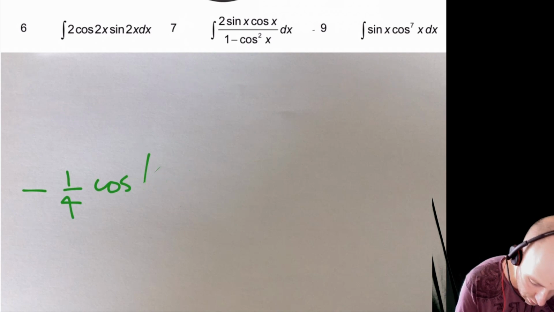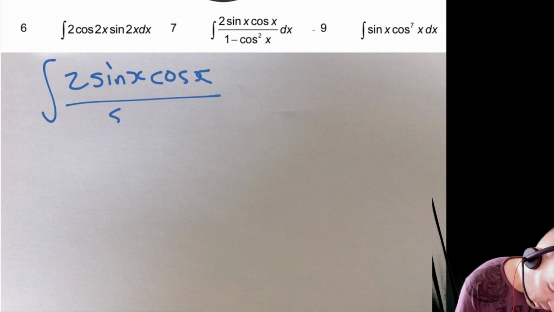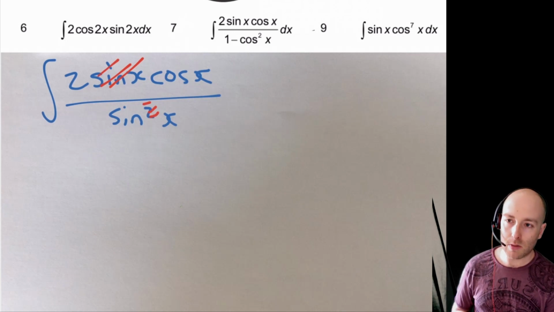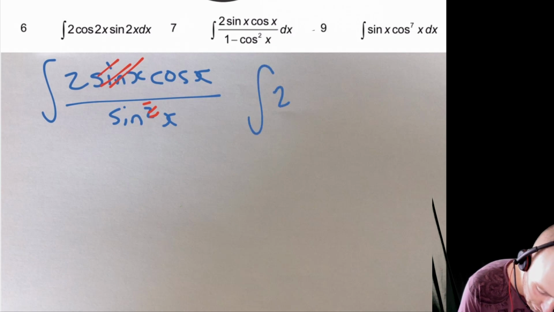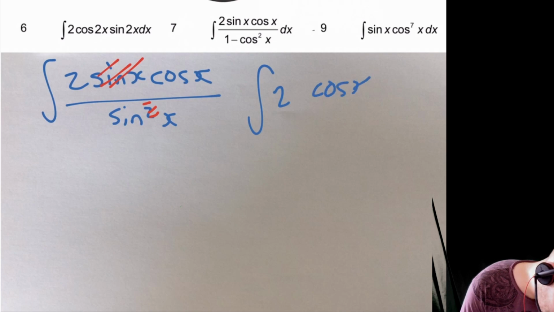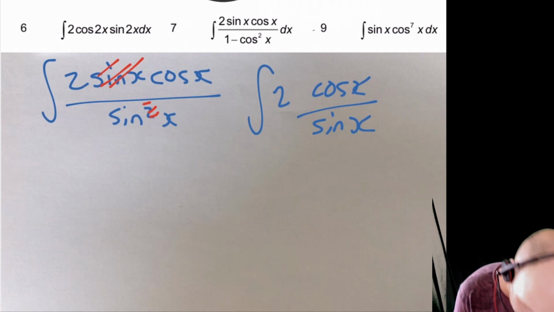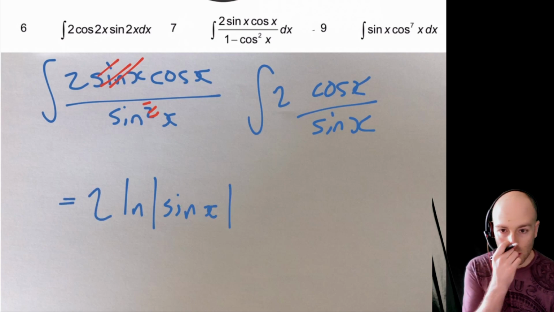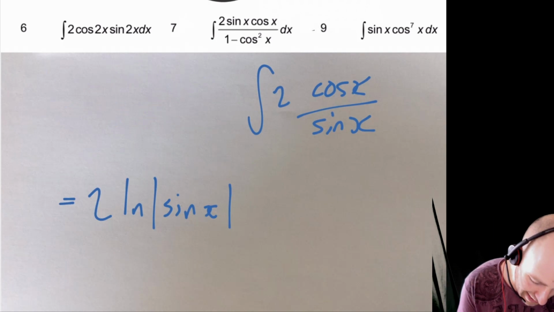Next one, we need to turn the bottom into cos, because we know 1 minus cos squared is sine squared. So we're going to get integral of 2 sine x cos x over sine squared x. So the sine on top is going to cancel one of the sines on the bottom, leaving us with cos over sine. Cos over sine is cot. Actually, let's leave it as it is. Cos x over sine x. And let's do this by recognition. So recognition, we're going to get 2 ln sine x for question 7. So again, well done there, Dan. Well, that was question 8, I guess, technically.